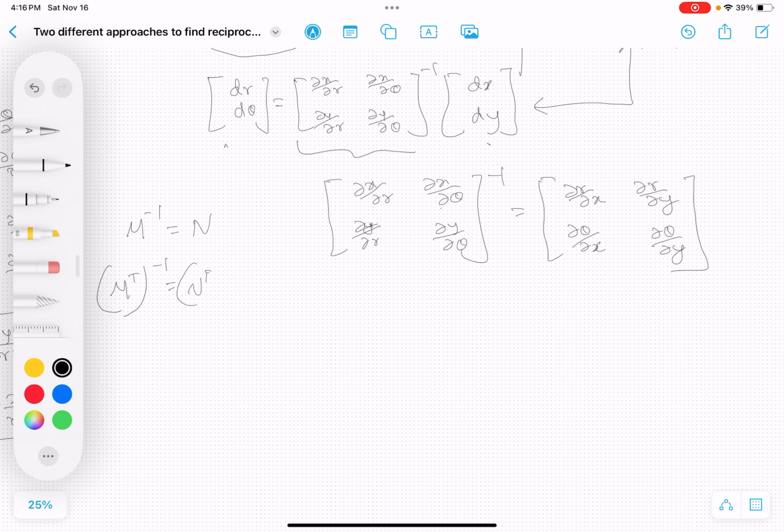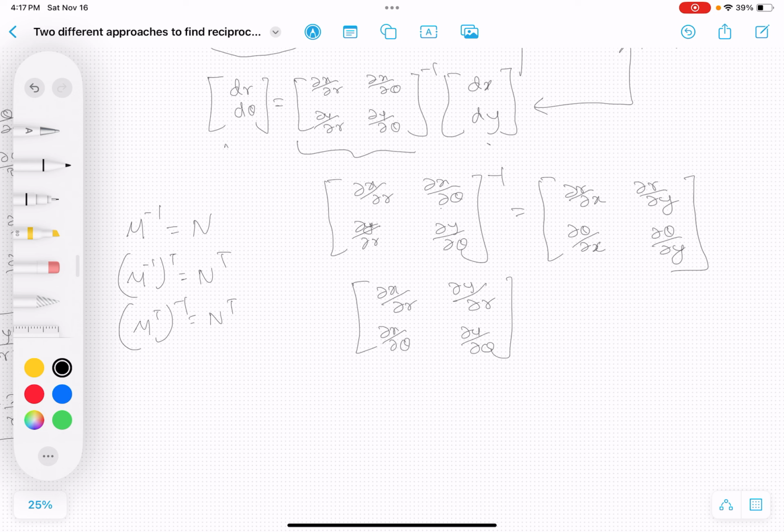So basically how this works is you can take the transpose on both sides, right? So they will be true, and then now you can take the transpose inside the inverse. So yeah, now if we take the transpose on both sides, we will get the expression that I told you earlier. This is partial x partial r, partial y partial r, partial x partial theta, partial y partial theta. This inverse will be equal to partial r partial x, partial theta partial x, partial r partial y, partial theta partial y. And yeah, this is exactly what I gave you earlier.